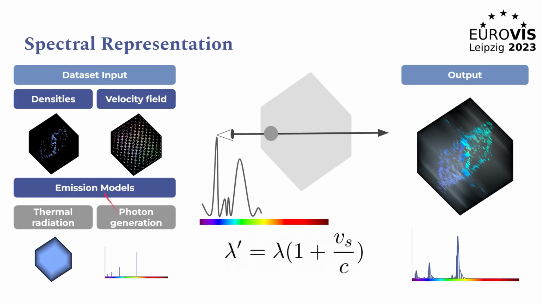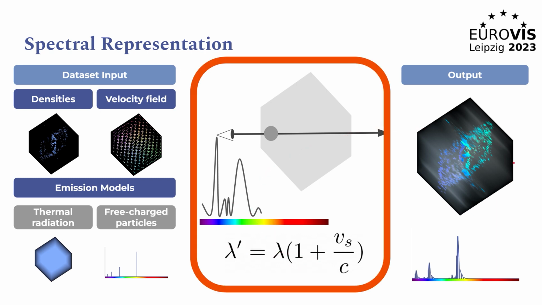Now we have our volumetric dataset with the velocity field. We also got the temperature to compute the thermal radiation, and we got the lines for photon generation. And then we are going to take this as an input for the spectral volume renderer, and then apply the Doppler effect to the spectrum to get our final result. Now it's time to talk about how to represent the spectra and how to actually do Doppler spectral volume rendering.